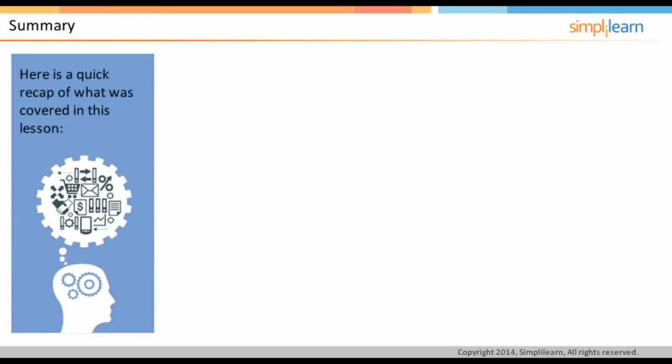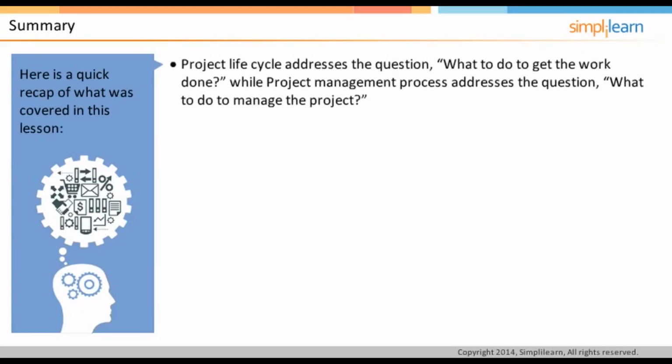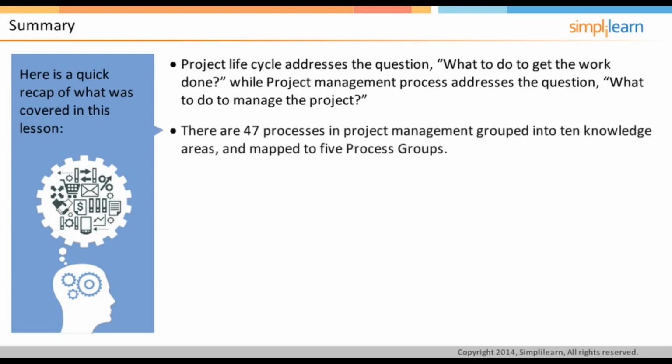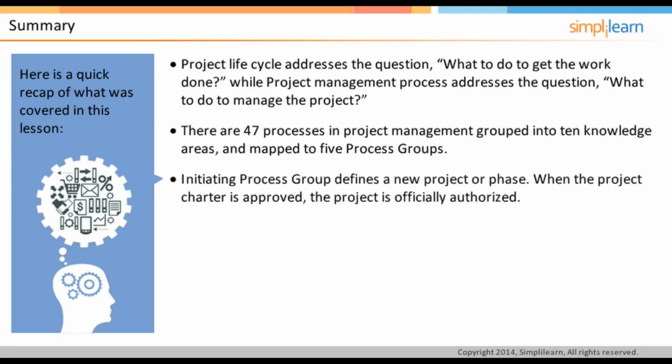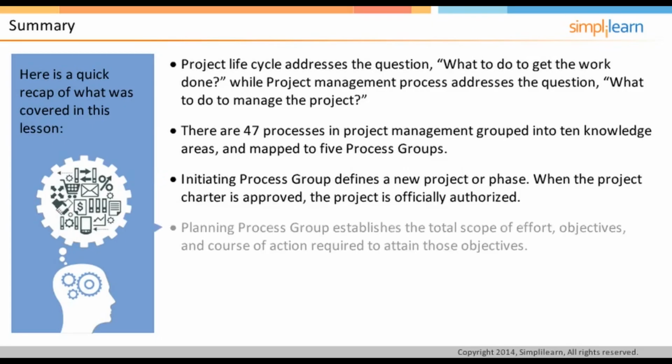Here is a quick recap of what was covered in this lesson. Project Lifecycle addresses the question, what to do to get the work done, while Project Management Process addresses the question, what to do to manage the project. There are 47 processes in project management grouped into 10 knowledge areas and mapped to 5 process groups. Initiating process group defines a new project or phase. When the project charter is approved, the project is officially authorized.